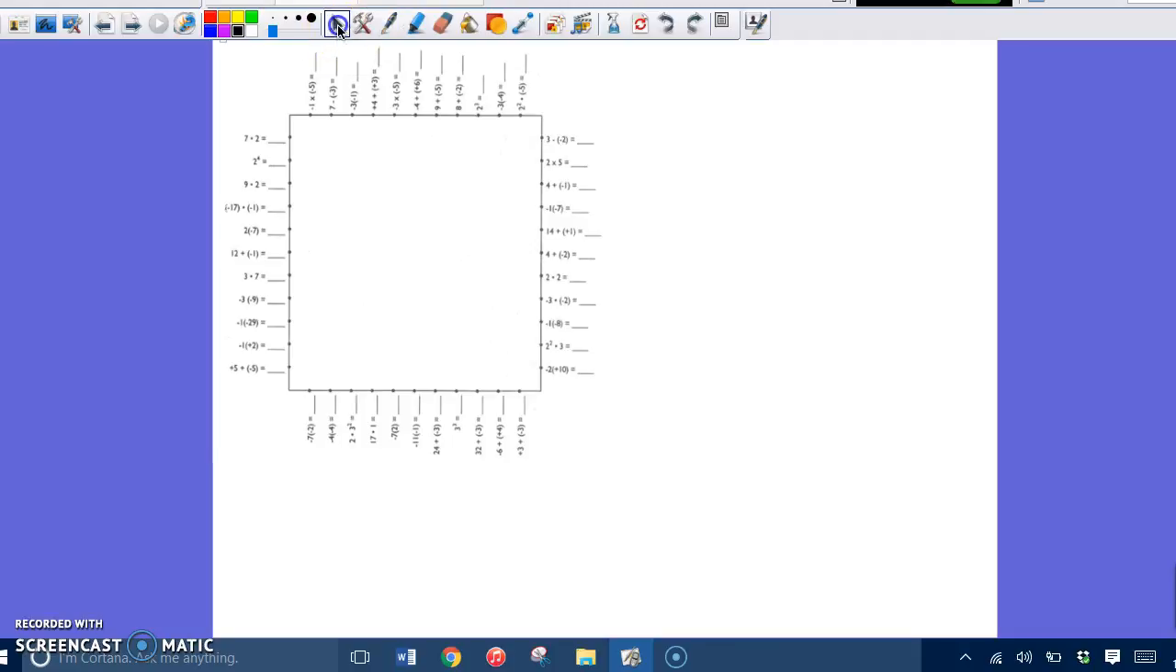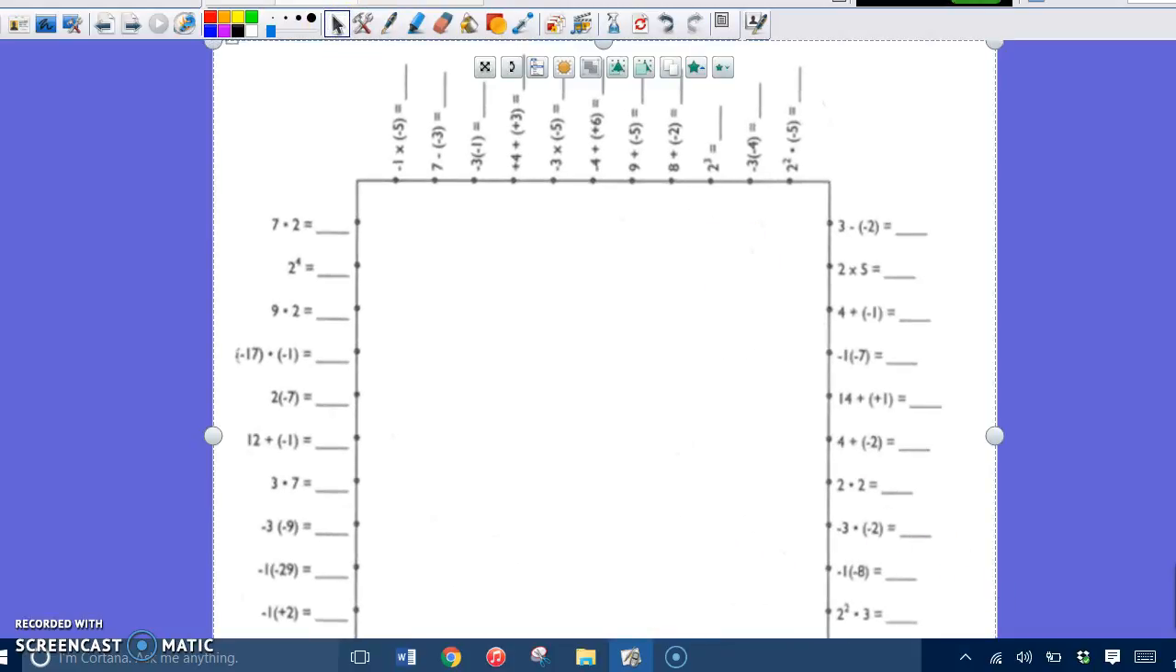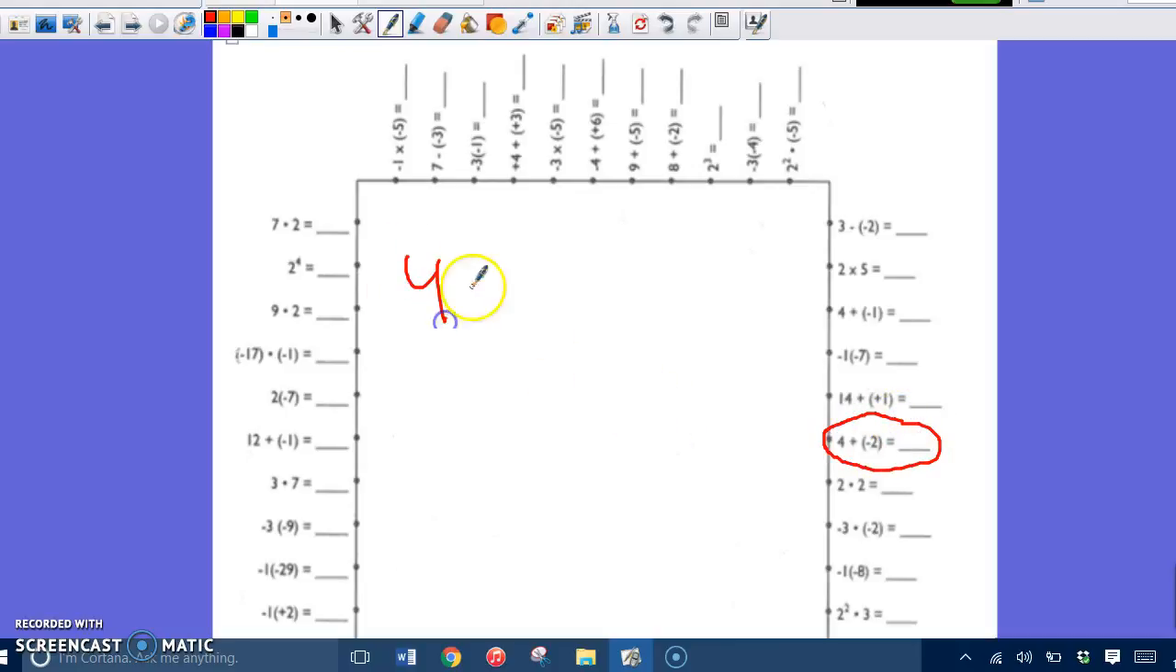Okay, this sheet right here, it was just more practice of integer problems. You do not have to complete this sheet. If you just want to complete some of the problems for practice, that's fine. For example, if you're looking at this one right over here, you have 4 plus a negative 2. Follow your addition rules. A positive plus a negative, which means I'm going to subtract. Keep the sign of the higher digit.